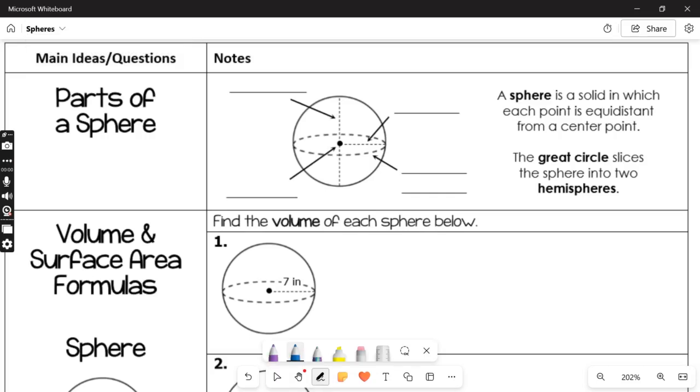Talk about spheres. So we're going to talk about volume and surface area and the parts of a sphere. This first one is pointing to this long line that's going all the way through our sphere. This is our diameter because it's going from one edge to the other. So this is our diameter. And then we have our radius.